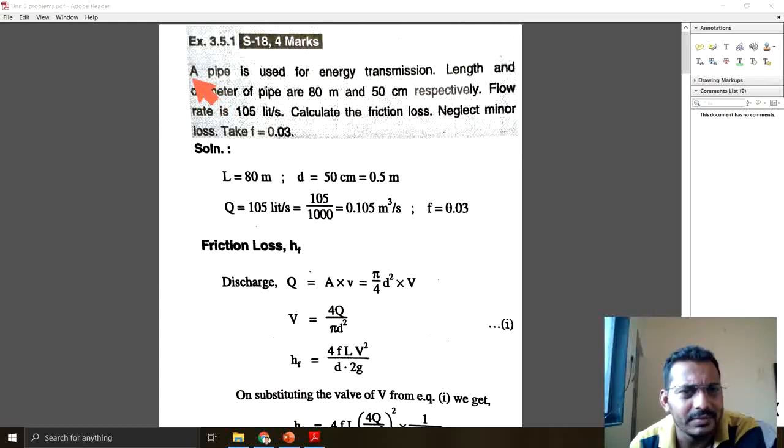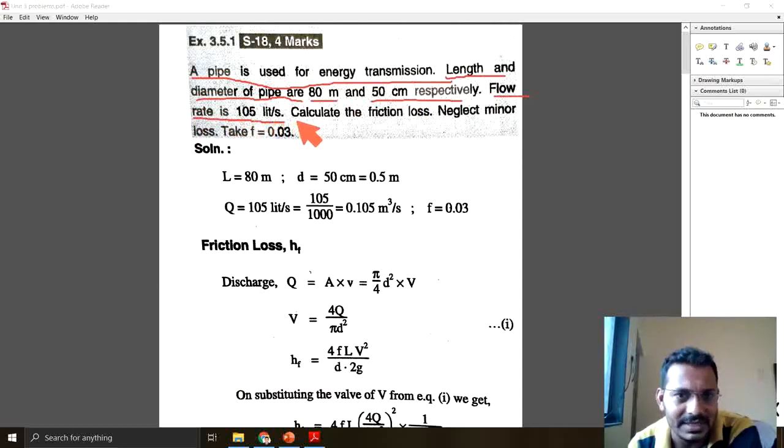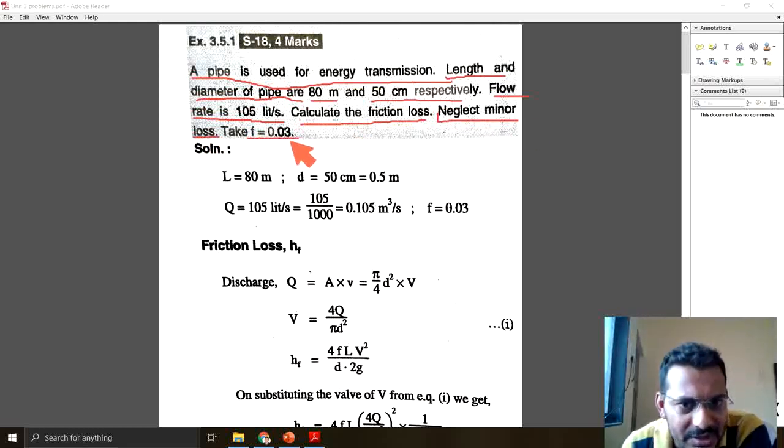It says that a pipe is used for energy transmission, whose length and diameter are given. Length is 80 meter and diameter is 50 centimeter respectively. The flow rate is 105 liter per second. Calculate the frictional loss, and while calculating this frictional loss, neglect the minor losses. Take f as 0.03.